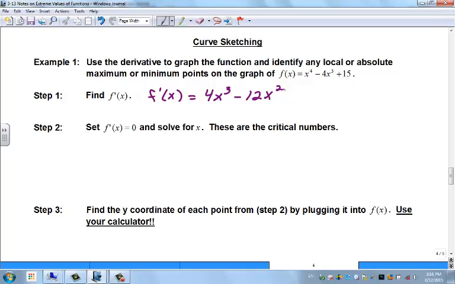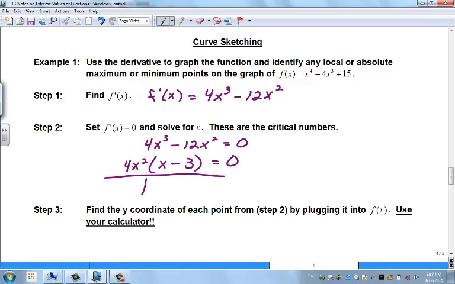Now we're going to set this equal to 0 and solve for x. So we get 4x to the 3rd minus 12x squared equals 0. And we will factor out what we can factor out. So here we can factor out a 4, and we can also factor out an x squared. So we have 4x squared times x minus 3. Setting each factor equal to 0, we get 4x squared equals 0, which means that x equals 0. And then we get x minus 3 equals 0, which means that x equals 3.